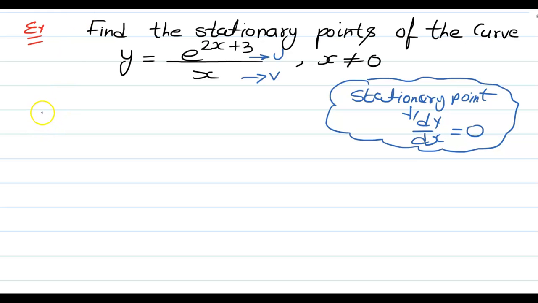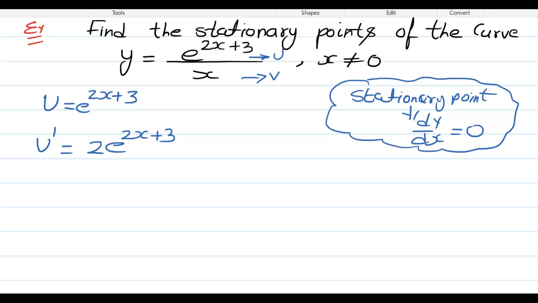Welcome back if you have tried. So here u is e to the power 2x plus 3. What about u dash? Here we can apply e to the power 2x plus 3 by substitution. So e to the power 2x plus 3 remains e to the power 2x plus 3, and the differentiation of 2x plus 3 comes forward. So it is 2e to the power 2x plus 3. What is v here? v is x, v dash will be 1.